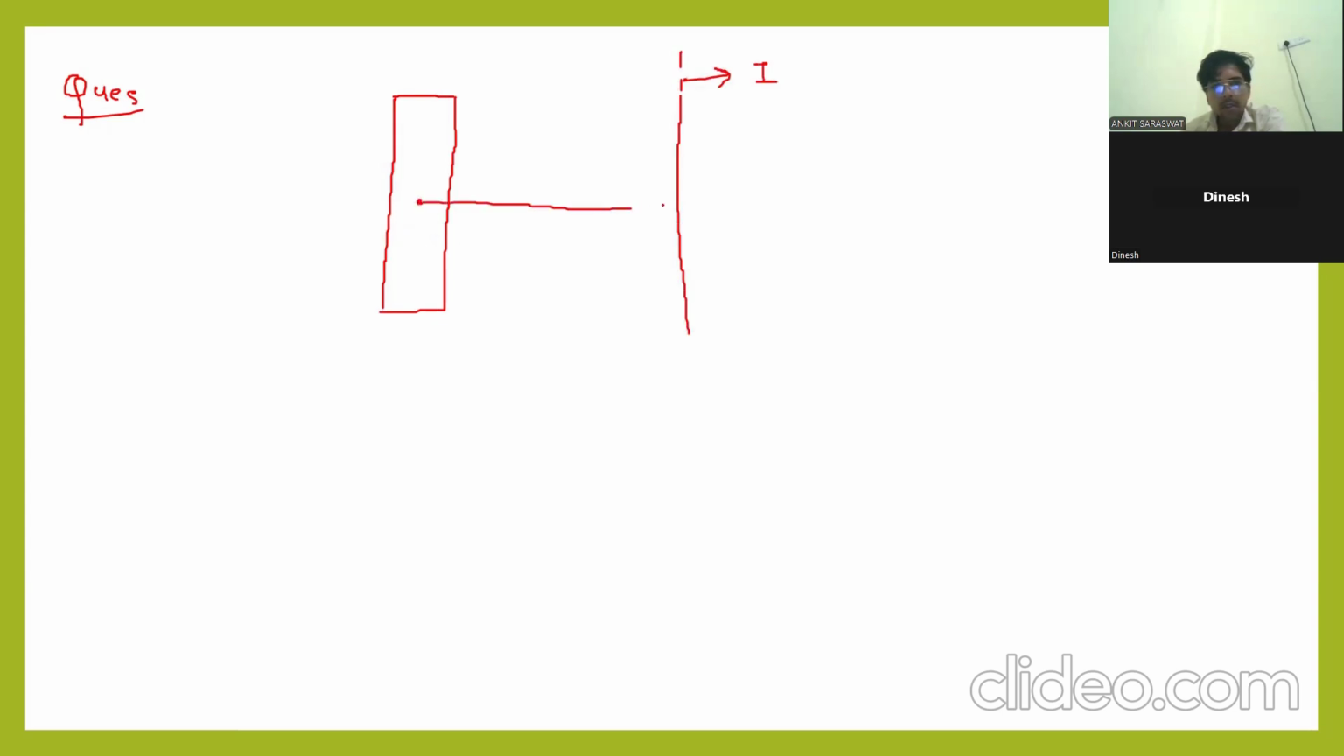Write down the next question. The rod is like that. An axis is placed like this. This is the axis, about which I need to find the moment of inertia. The distance from the center is L.